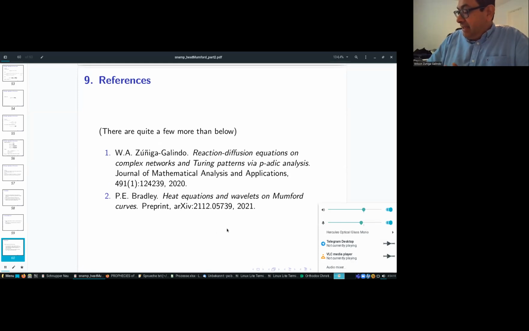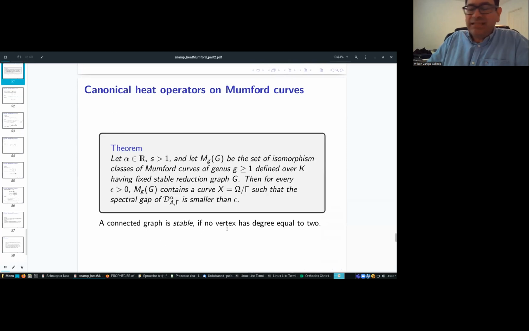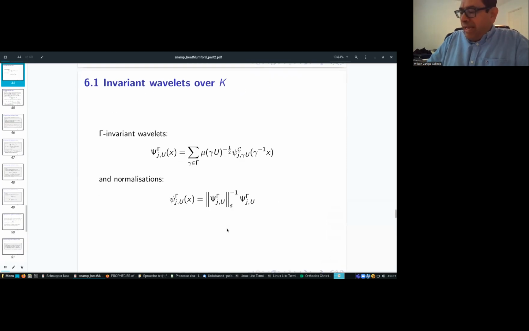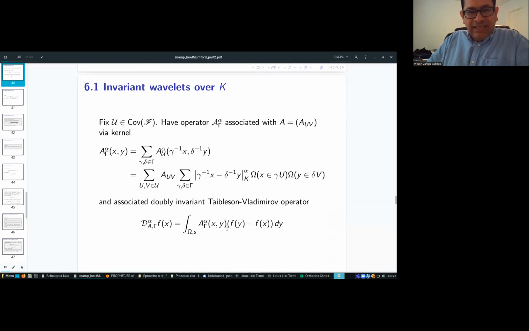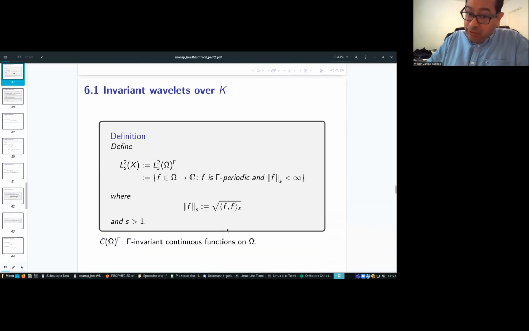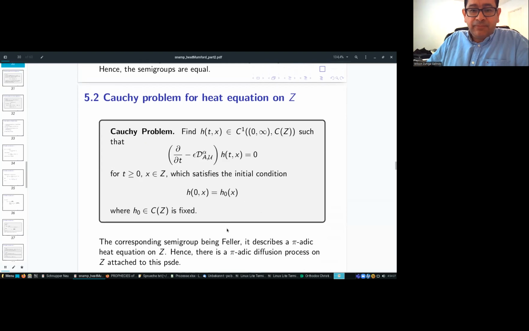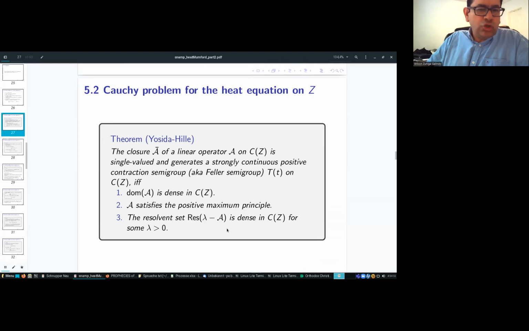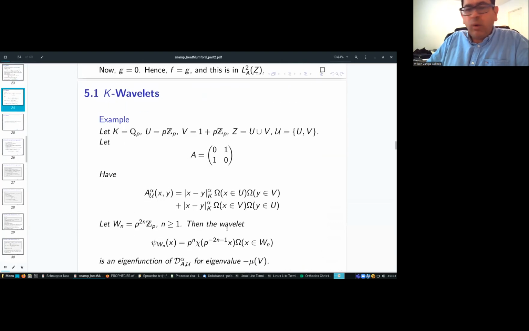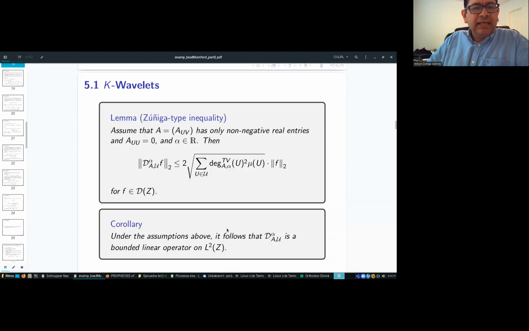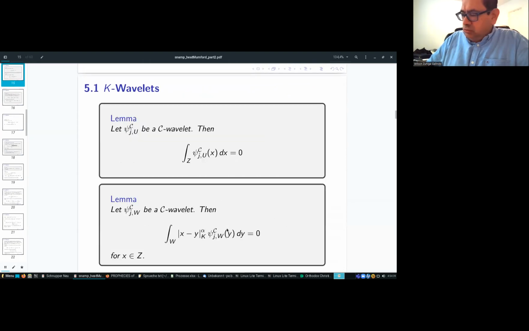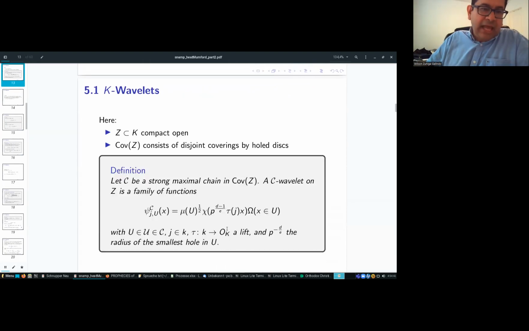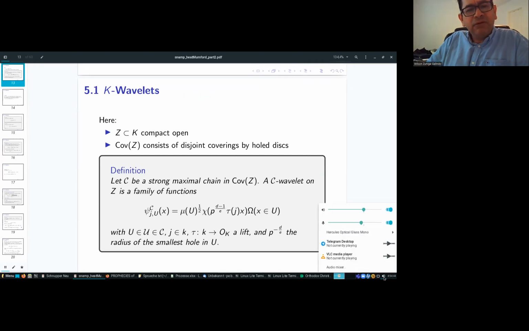Let me begin by asking you about the construction of wavelets that you presented in the first part of the talk. It seems that this construction works on an arbitrary p-adic manifold. Have you checked this, Patrick? Because this is important. The construction of wavelets that you presented in the first part. It seems that this construction works or can be carried out on any p-adic manifold.